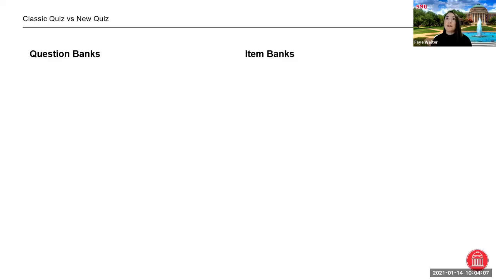So, banks of questions, some terminology. Banks of questions in classic quizzes are called question banks. In new quizzes, they're called item banks. I'll probably get that wrong once or twice in this session. So question banks are linked to the course as a whole. If you copy an entire course, they go with it. You can also move a question bank from one course to another. But item banks are linked to your account. So if you create new quiz item banks, they are always associated with your account no matter what course you are in.